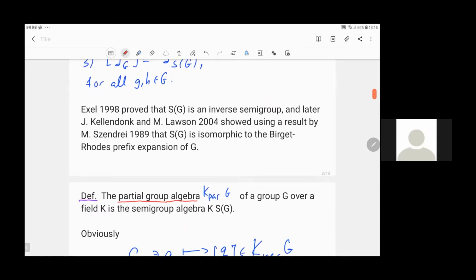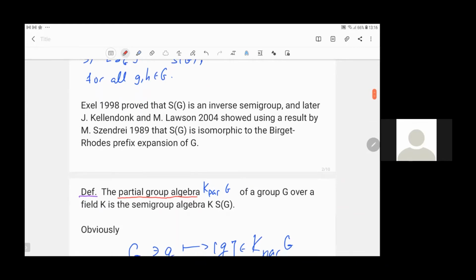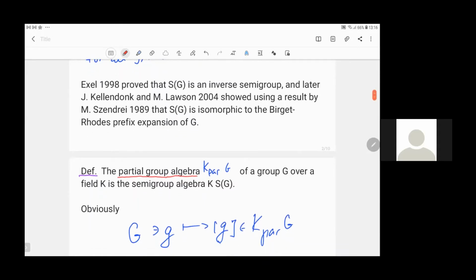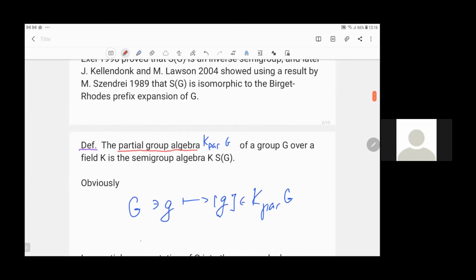So then the partial group algebra is the semigroup algebra of the semigroup over a field K. It could be over a commutative ring also. So it follows directly from the definition of the Exel semigroup that this map is a partial representation.